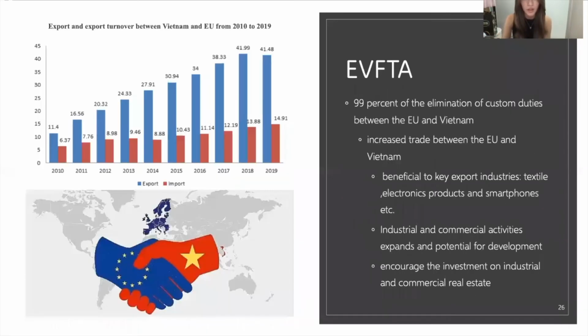EVFTA is an agreement signed between the EU and Vietnam, which provides almost 99% elimination of customs duty between the member countries. Export industries such as textile, electronics, and smartphone production benefit from this agreement. The figure on the left shows that the export and import turnover between Vietnam and the EU has steadily increased after signing the agreement. This reveals that industrial and commercial activity expanded under the agreement and has potential for development, which encouraged investment in industrial and commercial real estate.